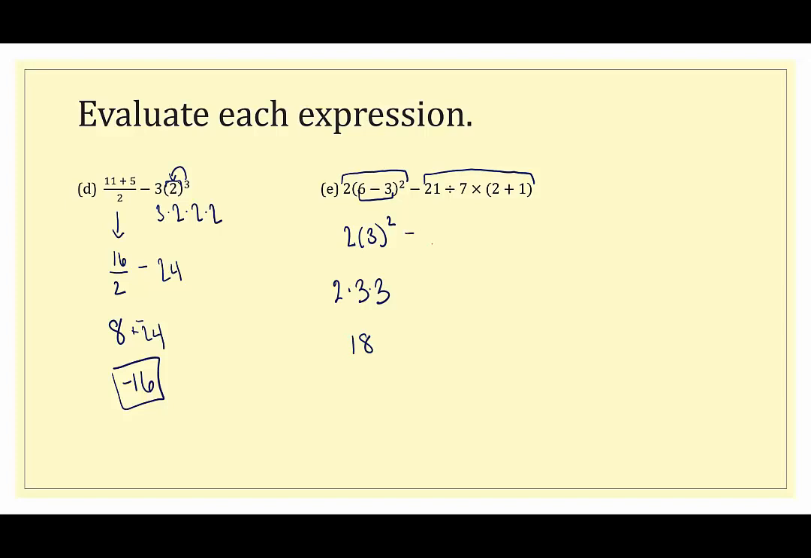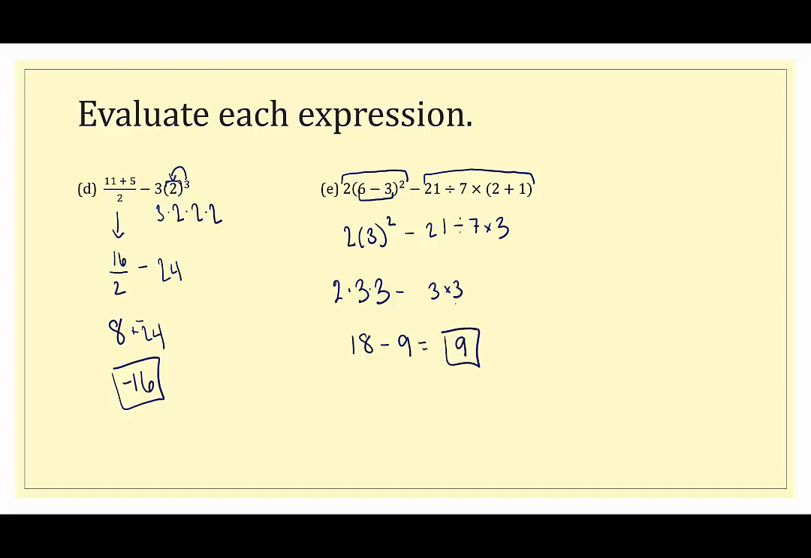In my second term, so I'm just going to bring down my minus sign, I need to do what's inside the parentheses first. 2 plus 1 is 3. Once I've done that, I no longer need the parentheses because now I've taken care of the operation that was inside of them. And here's where we want to be careful, because now we have division and multiplication. We go from left to right. So first I'm going to do 21 divided by 7, because that is to the left of the times 3. 21 divided by 7 is 3, and then 3 times 3 is 9, and 18 minus 9 is 9.